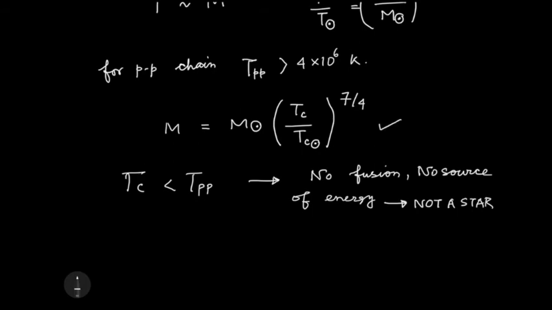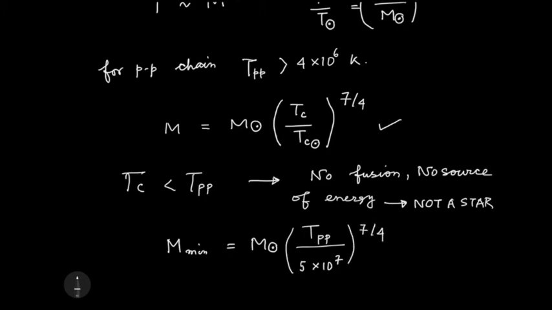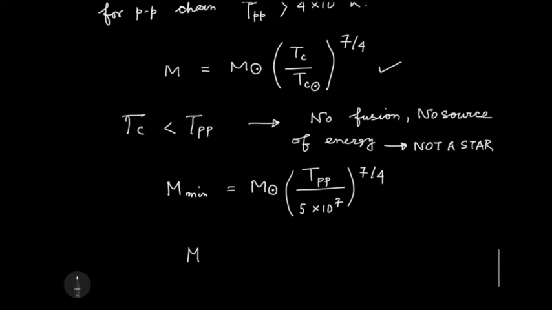So I can calculate now, using this expression, what is the minimum mass of a star. The minimum mass of a star, in terms of solar mass, is: in place of T core I put T_pp, and the sun's core temperature, which is approximately known, is about 5 × 10^7 Kelvin, to the power 7/4. If you calculate, you will see that the minimum mass of a star is 0.08 solar mass.